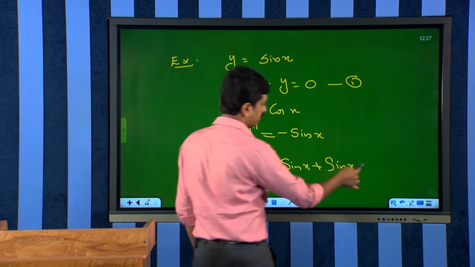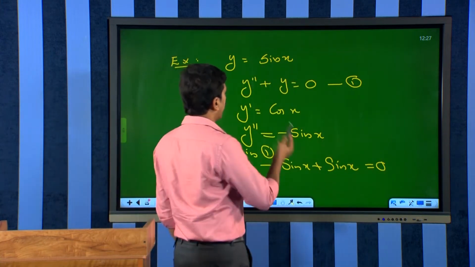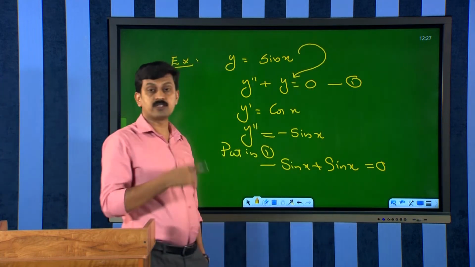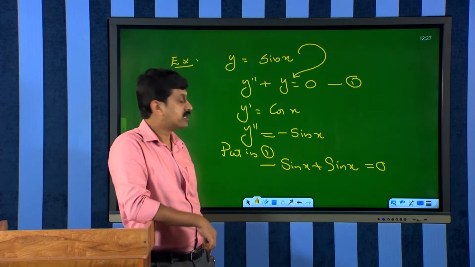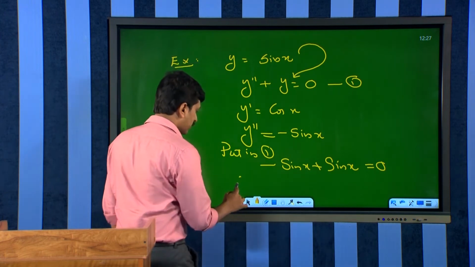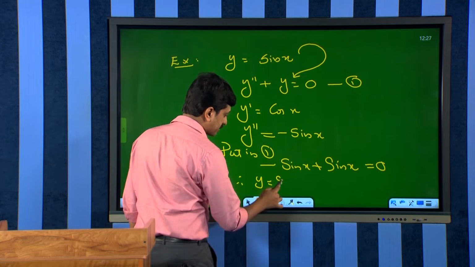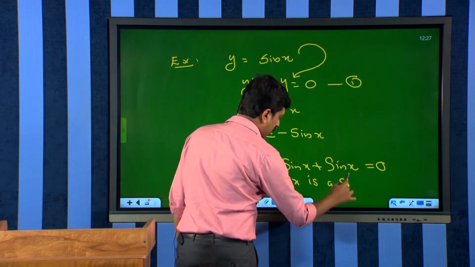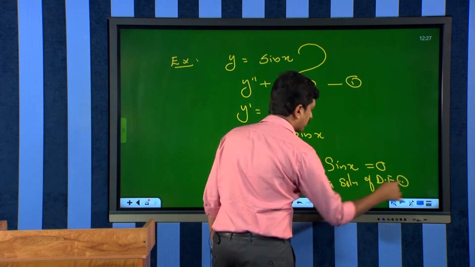Okay, the value will be equal to 0. So while applying y is equal to sin x instead of y in equation 1, we will have the equation keeps the identity, that means it satisfies the equation. So we can say that y is equal to sin x is a solution of differential equation 1.